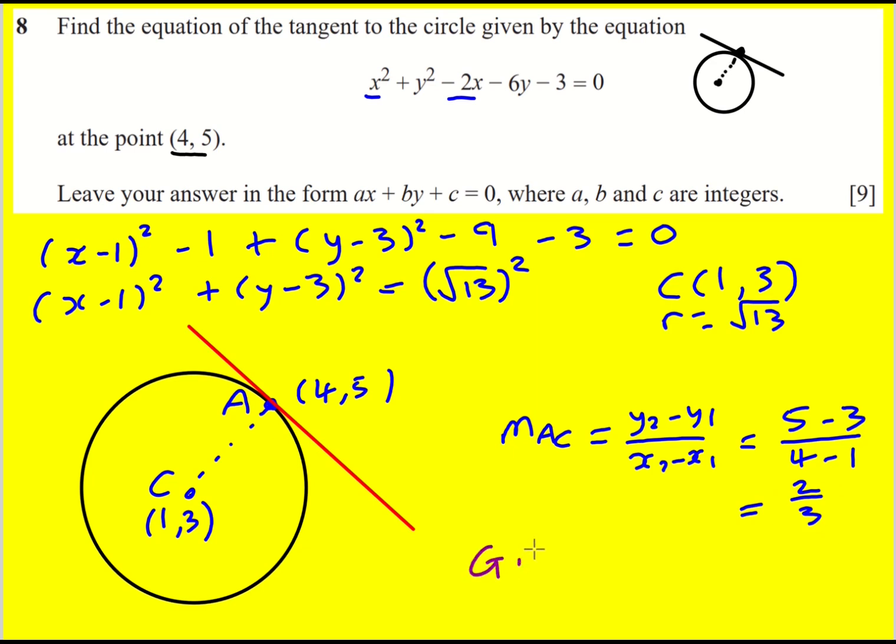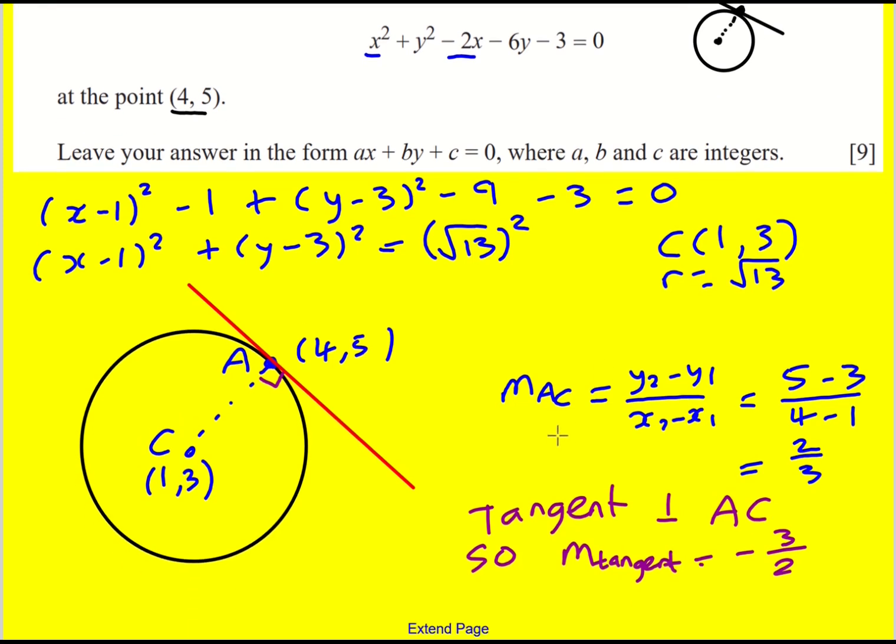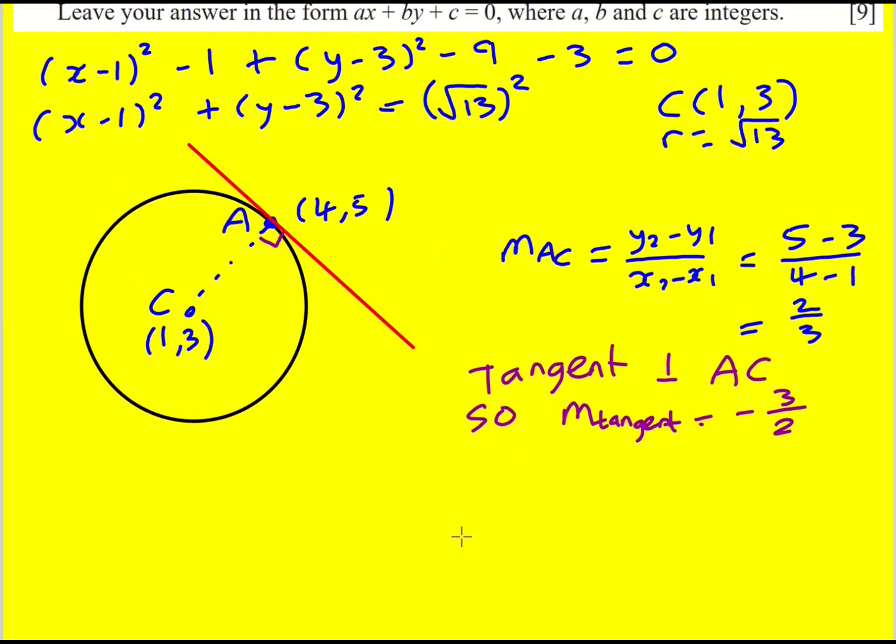Now the gradient of the tangent. Let me just say the tangent is perpendicular to AC. This is a circle term: when a tangent meets the radius, they're at 90 degrees. So the gradient of the tangent is going to be the negative reciprocal, minus 3 over 2. The two of these multiplied together give minus 1. We just swap it round and put a minus in front. And we're very, very close now.